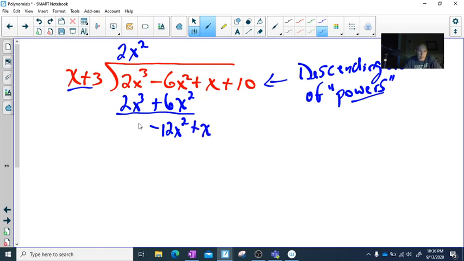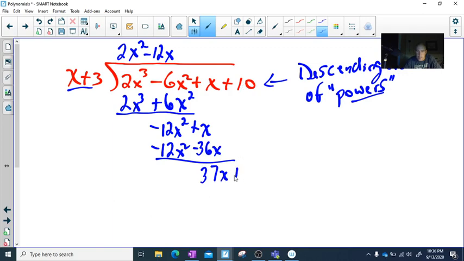What do I have to multiply x by to get negative 12x squared? The answer would be negative 12x. Multiply that by both of these, you get negative 12x squared. Negative 12x times 3 is negative 36x. Subtract. 0. X, take away negative 36x is 37x.